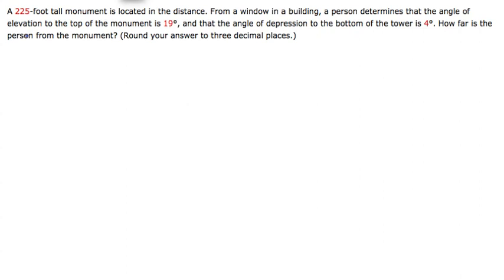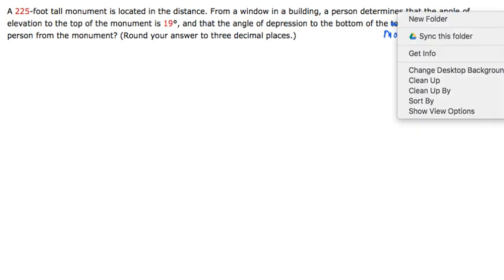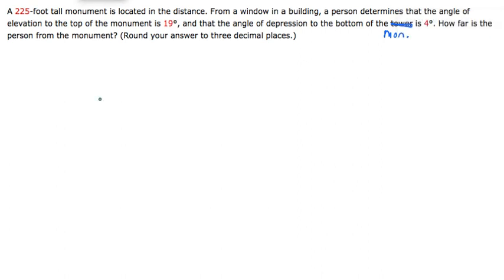In this problem, we have a tall monument that's 225 feet tall, located in the distance, and then from a window in a building in the distance, a person determines that the angle of elevation to the top of the monument is 19 degrees and that the angle of depression to the bottom of the tower is 4 degrees. How far is the person from the monument? I think that right there is supposed to say monument. All right, anyways, let's draw a diagram.